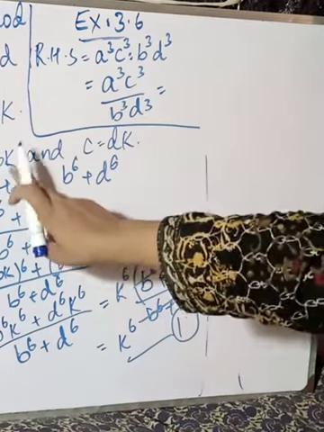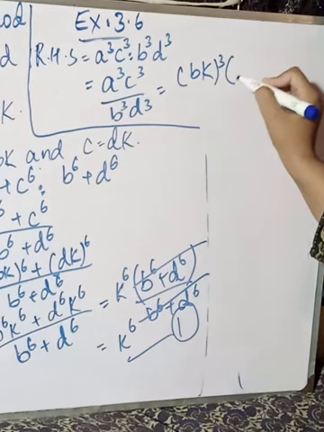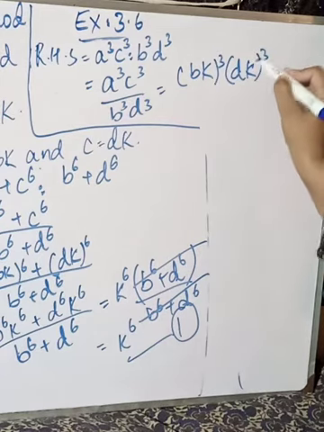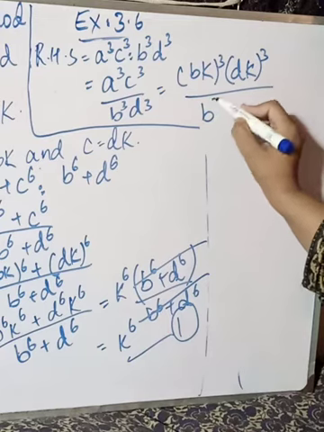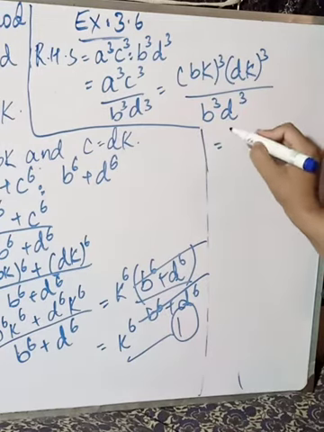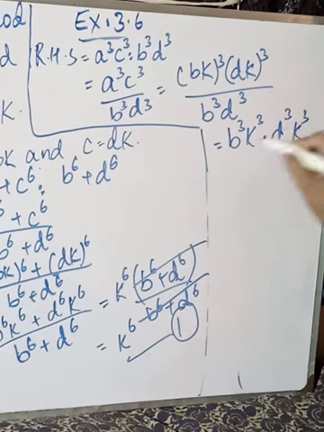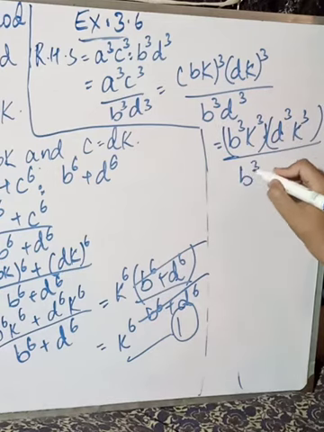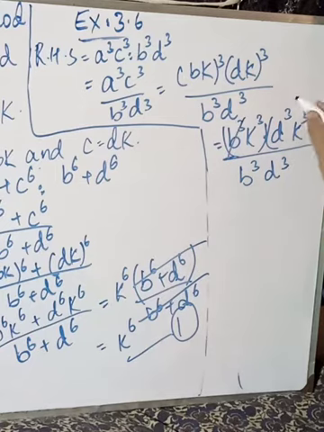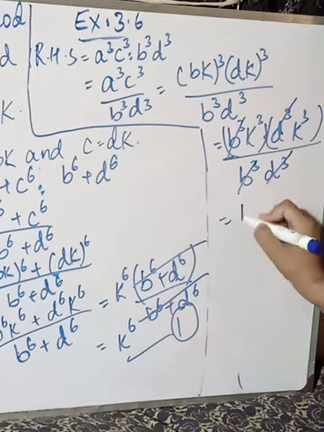a की जगह मैंने क्या यूज करना है, it's bk. c की जगह क्या यूज करना है, dk. And in the denominator we have b cube and d cube. That is equal to, simplify करें, b cube k cube multiplied by d cube k cube divided by b cube and d cube. b cube d cube, they both will be cancelled out. I am left as k cube and k cube.